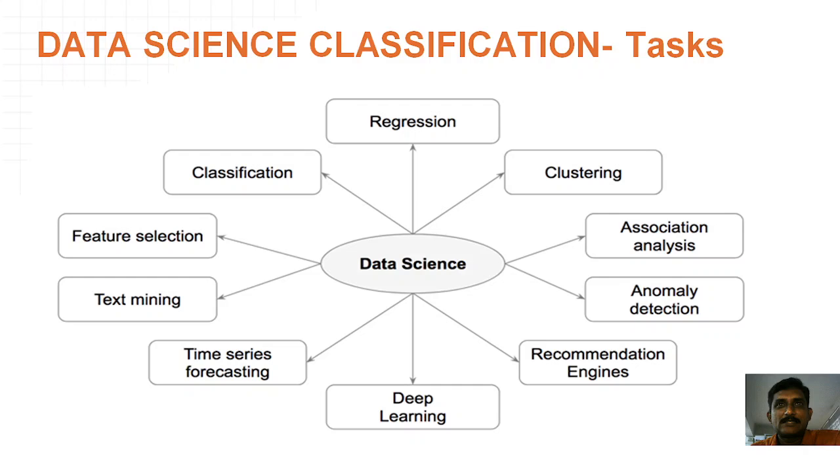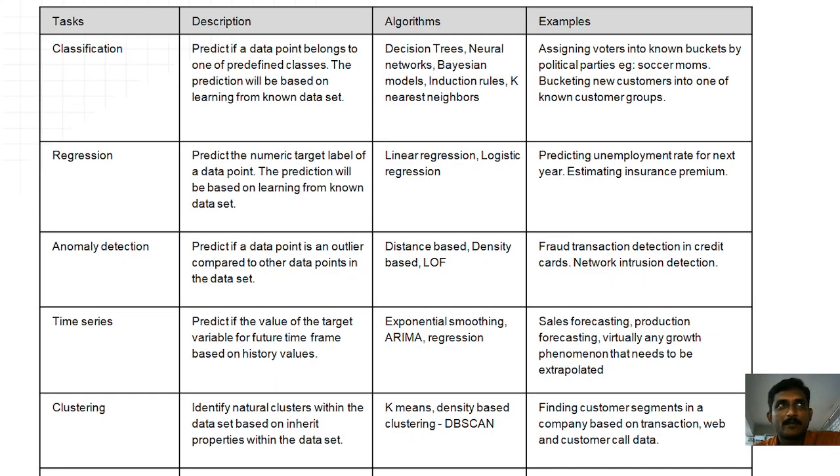These are certain tasks that deal with data science: regression, clustering, association analysis, recommendation, deep learning, time series forecasting, text mining, feature selection, classification. On combining these tasks, data science will work perfectly. And this slide shows the task, its description, the algorithm applied for that particular task, and its example.